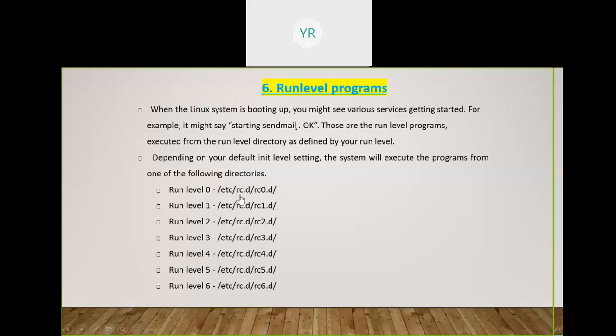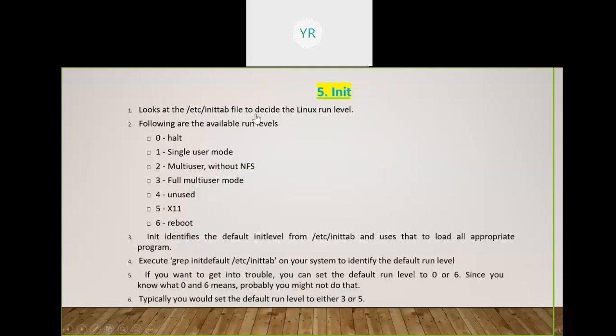In /etc, rc means run level, so rc.d, and in that you have 7 directories. If you go with run level 1, it will execute the programs in these directories. I will show you what those are. If you go with run level 3, it will go to the corresponding directory. The run levels are specified, as I already told you, in /etc/inittab, where the run level number is specified with id.